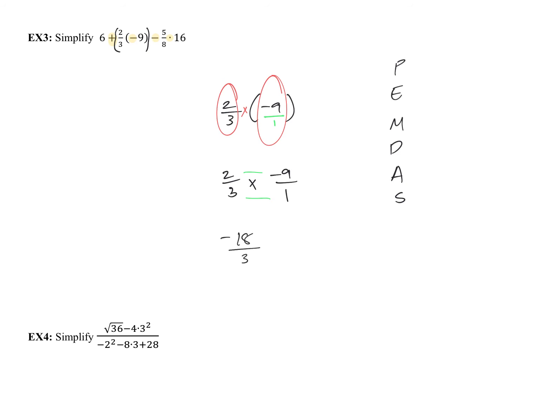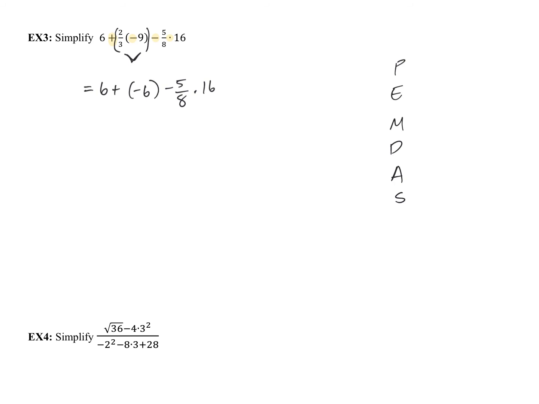-18 divided by 3 is going to be -6. Okay, so this is all scratch work of that little part right there. So let's go ahead and rewrite this. We have 6 plus that negative 6 minus 5 over 8 times the 16. Okay, I'm going to go ahead and erase my scratch work. Alright, so we did the parentheses.